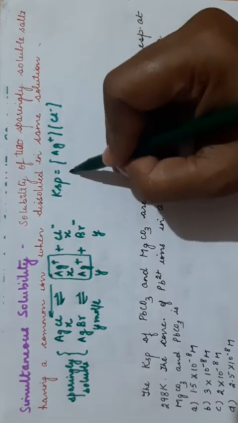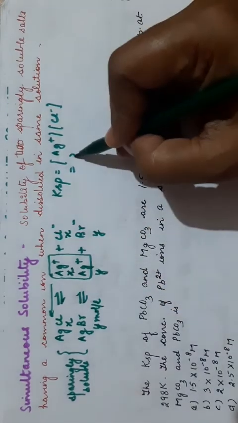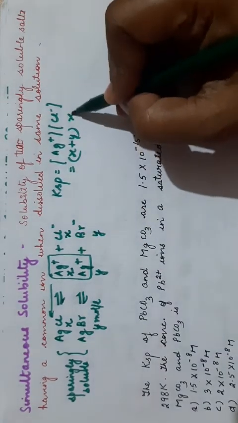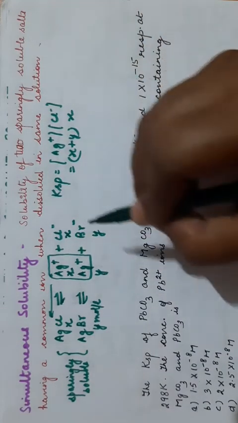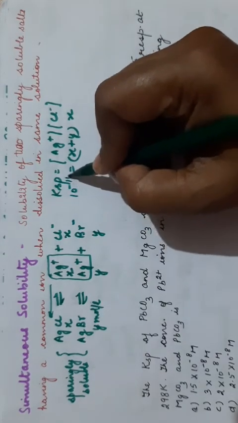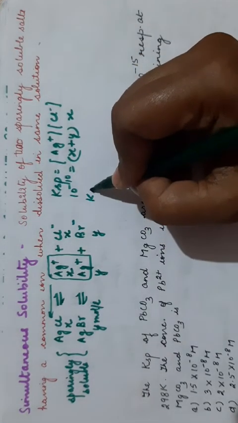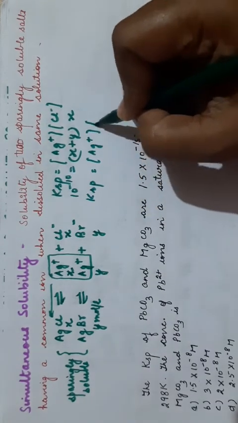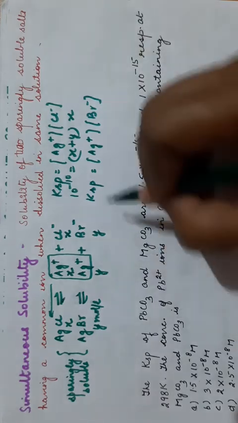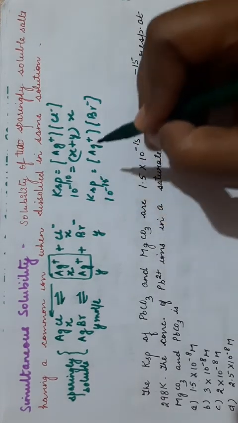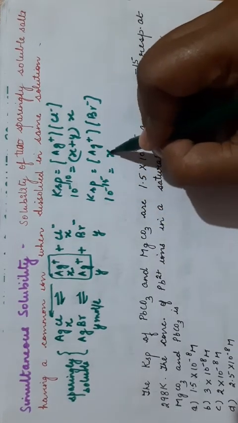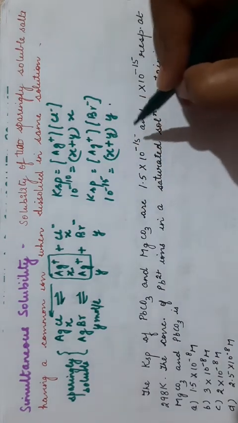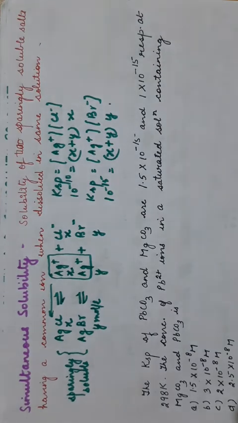Now what is the concentration of Ag plus? X plus Y. So we'll write here X plus Y, and the concentration of Cl is X. Put the value of Ksp here. Suppose it is 10 power minus 10. Clear? Now Ksp for AgBr can be written as Ag plus into Br minus. Suppose the value is 10 power minus 15. So you can write the Ag concentration is again X plus Y, and the concentration of Br is Y. Using these two equations we can calculate the values of X and Y.